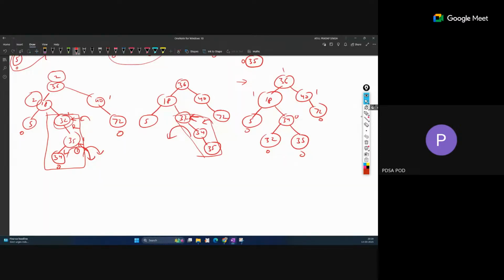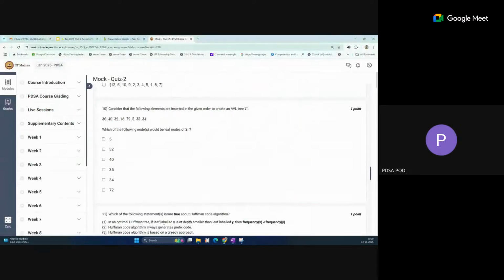Now you can see which nodes are coming on the leaf. That is 5, 32, 35, and 72. These four nodes are coming at the leaf. So now this will become the answer for this: 5, 32, 35 and 72.